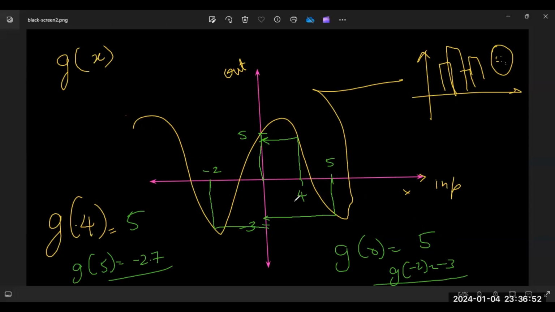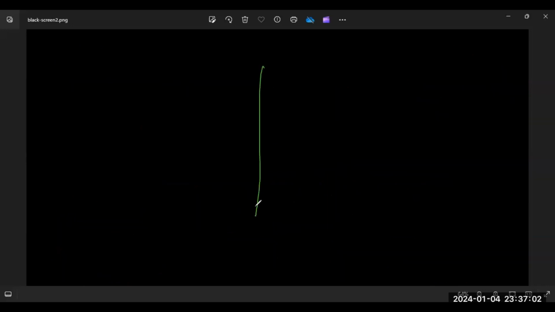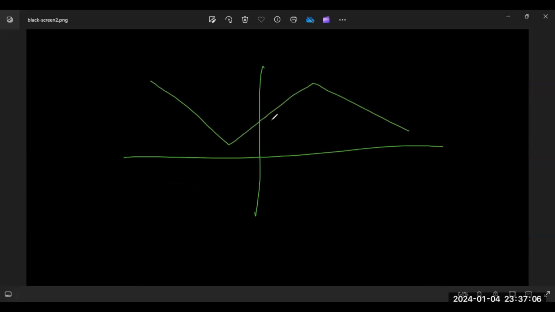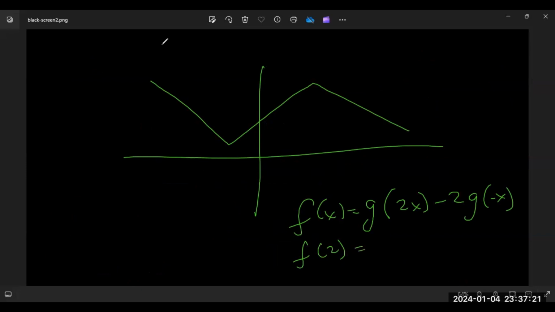Now, move on to question number 14. The figure above shows the graph of y equals g of x. If f of x is defined as g of 2x minus 2g of minus x, then find the value of f of 2. Take 2 minutes, come on.